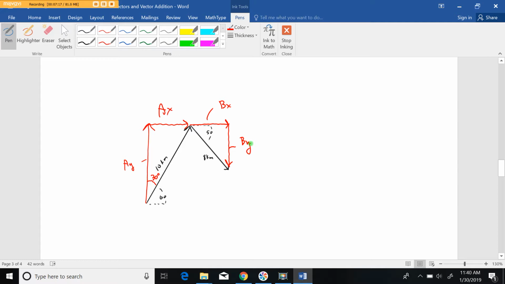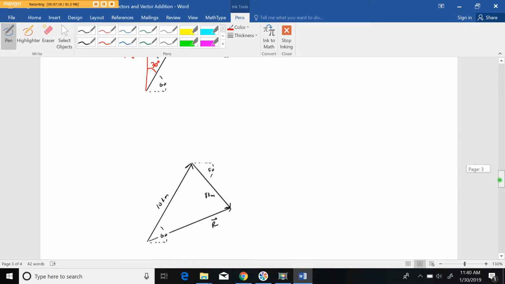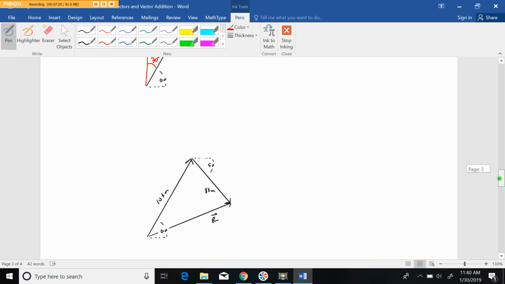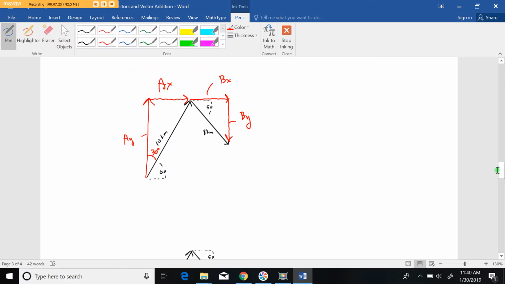And I'm going to go ahead and draw the resultant vector. Oh, I did that in the picture below. There's what the resultant vector looks like. I'll leave it out of this picture then. Okay, so now it's a matter of finding AX, AY, BX, and BY.